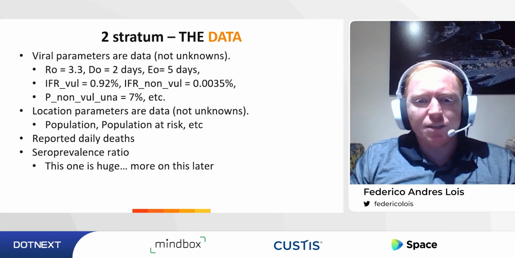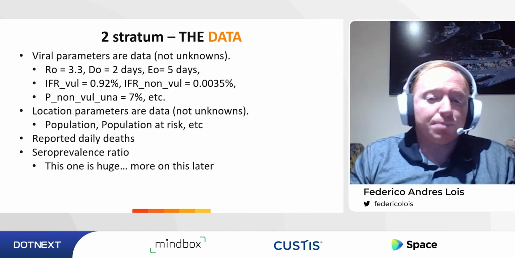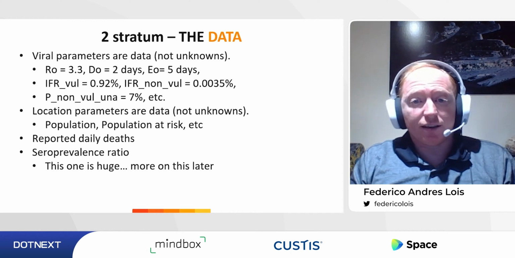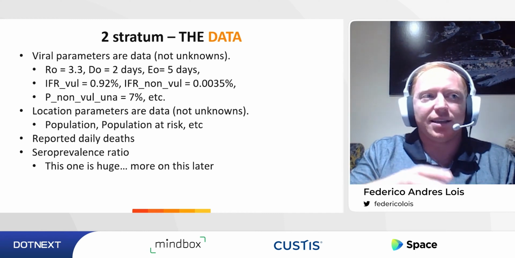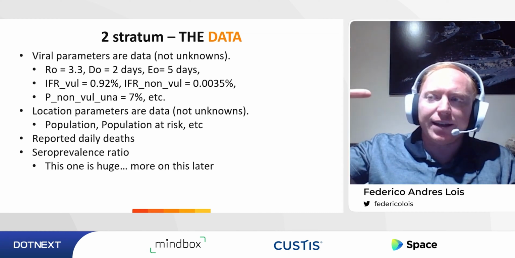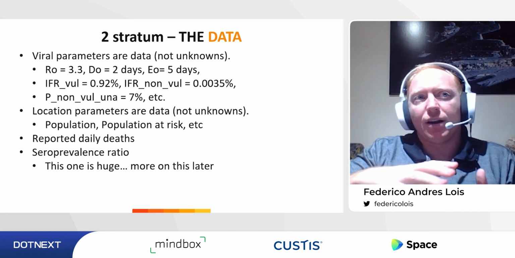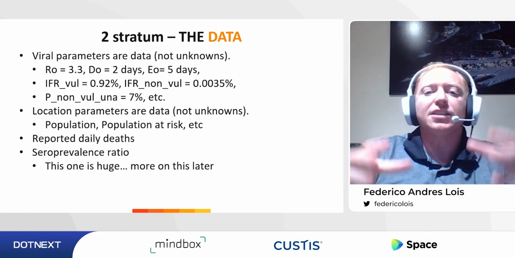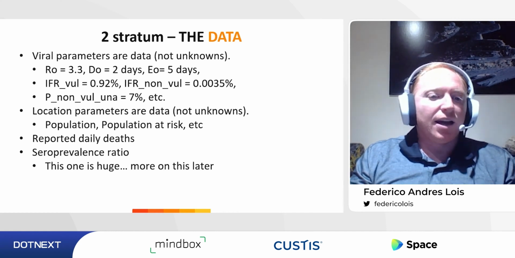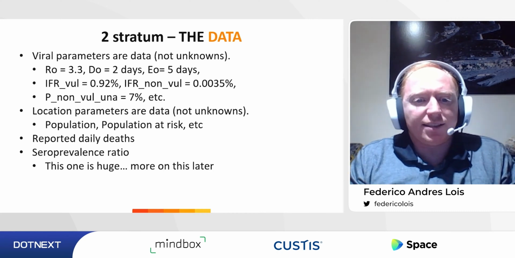So the location parameters are also data, which is the population at risk. If you look at the profile and it says the risk is high for over 60 and with comorbidities, then that's your population at risk. Also, the reported daily series.